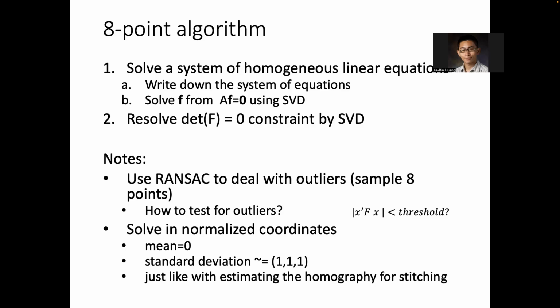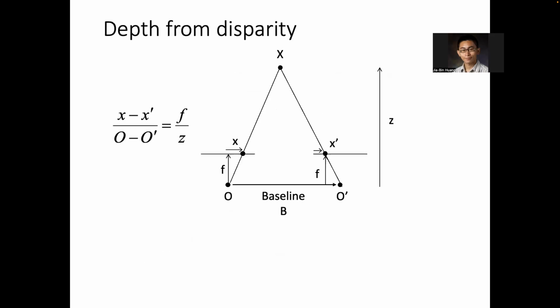Okay. If not, then we move on to the problem of depth. Once we have this relative position between the two cameras, given two images, we run the fundamental matrix and figure out the relative rotation and translation. Then we want to be able to estimate depths. Okay, so let's think about a simple case first.